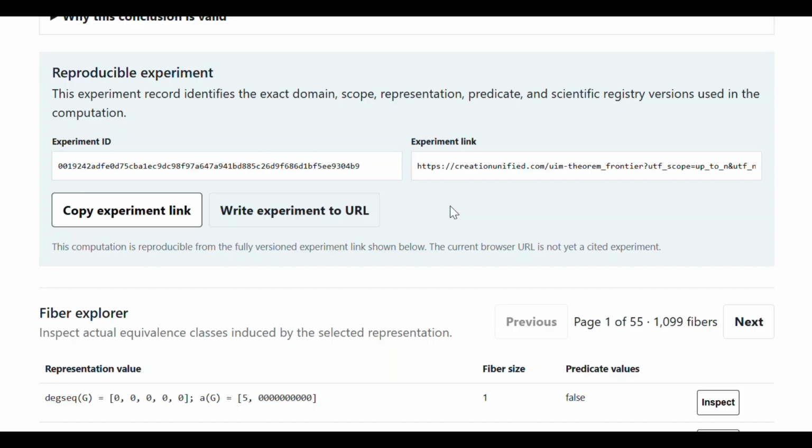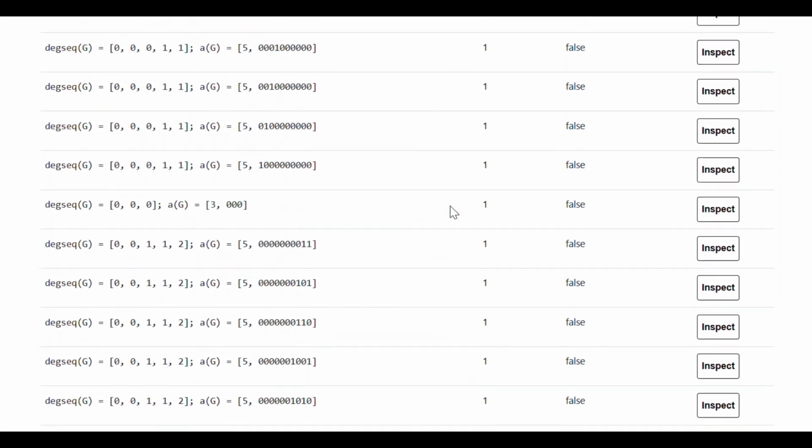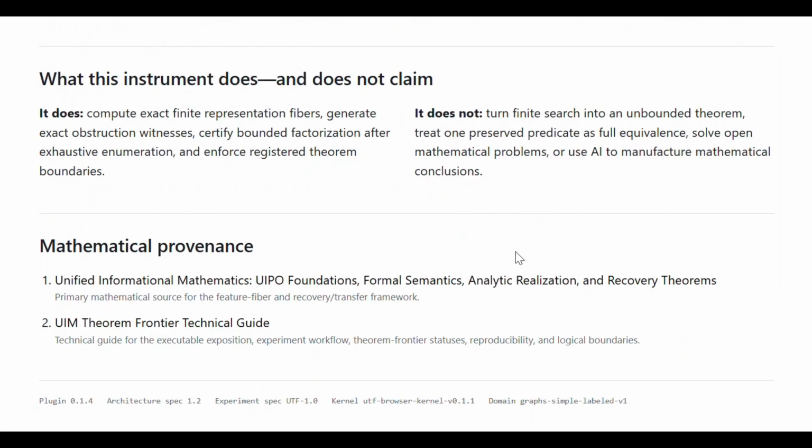The point of UIM Theorem Frontier is not to decorate a mathematical paper with interactive graphics. It changes what the reader can do. A linear paper can state which information a representation must preserve. Here, the reader can change the representation, compute its fibers, generate exact counterexamples when information is lost, test recovery when information is preserved, and see the strongest theorem that remains justified. Instead of only reading the argument, the reader can interrogate it. That is my proposal for a paper of the future.